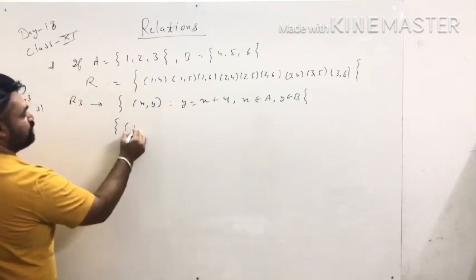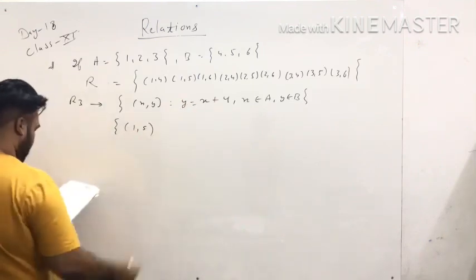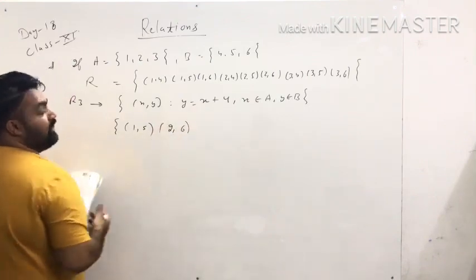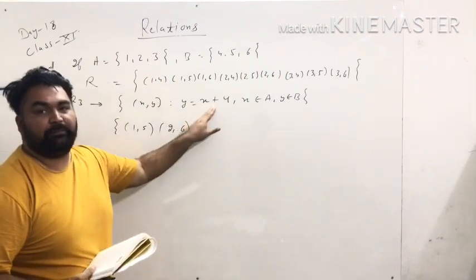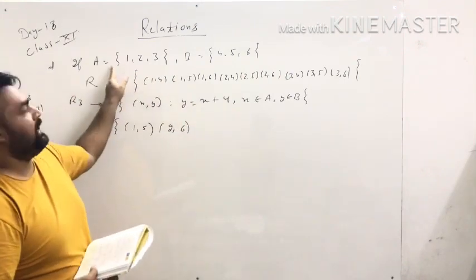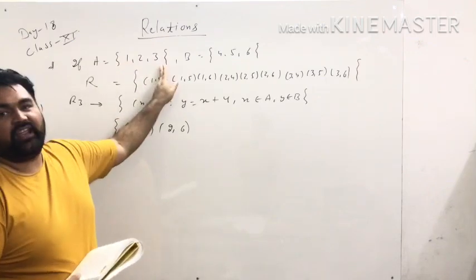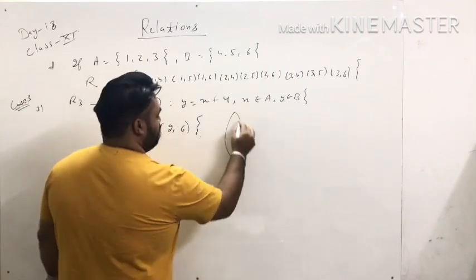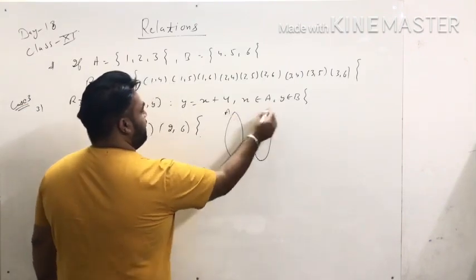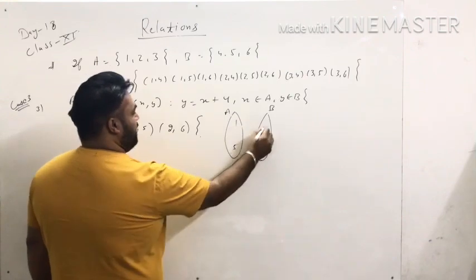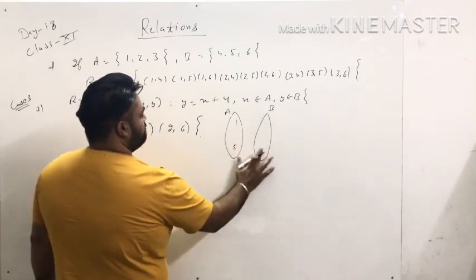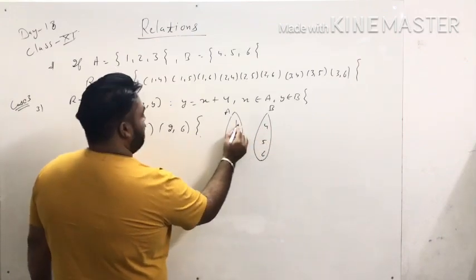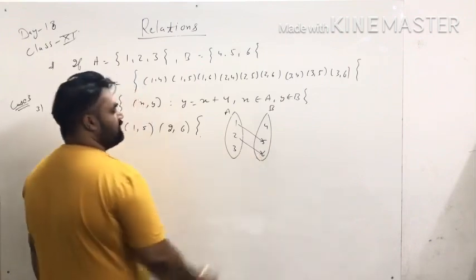If we put x equals 1, it becomes 5. If we put x equals 2, 2 plus 4 becomes 6. But if we put x equals 3, 3 plus 4 becomes 7, which does not belong to A or B. So these are the possible ordered pairs, and through arrow diagram, this is A, this is B, 1, 2, 3, 4, 5, 6. So this is 1 to 5, 2 to 6.